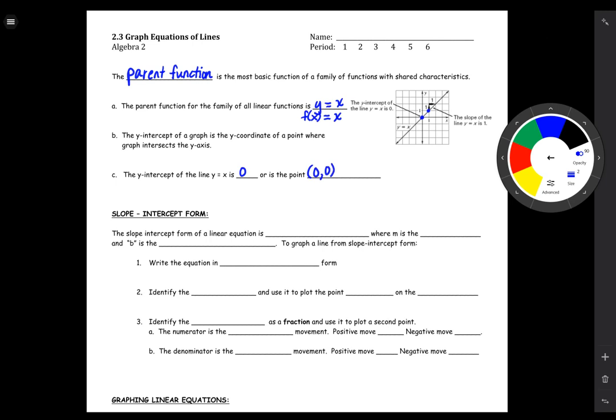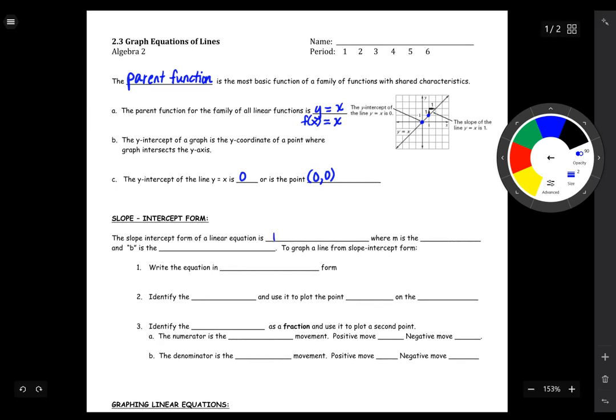One of the ways that we graph an equation of a line is using the slope-intercept form. It's the form that I feel that students are most comfortable with. The slope-intercept form of a linear equation is y equals mx plus b, where m is the slope and b is the y-intercept.